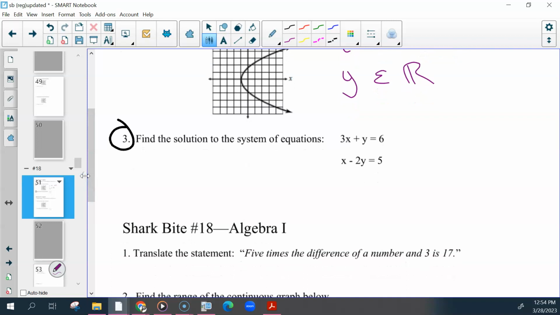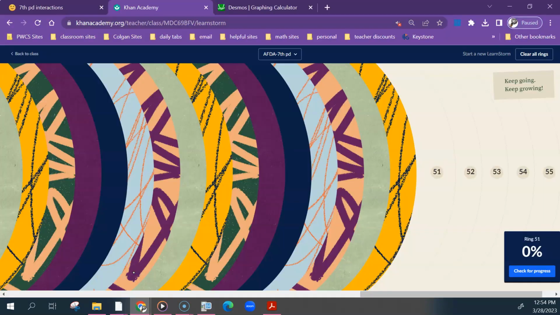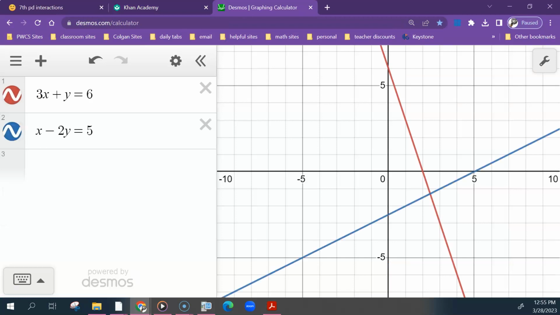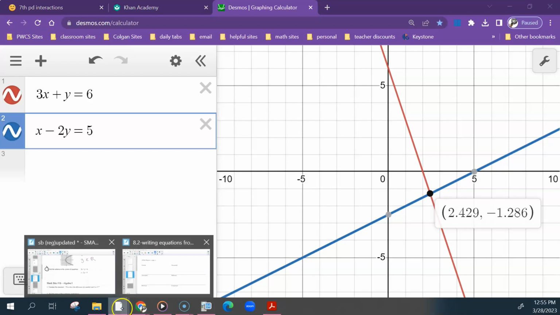Okay. For number 3, I wanted this to work out nicely, but it did not. So what you could have done is use Desmos to find the solution. So I'm going to show you that and then show you how you could have done it algebraically. When you put these 2 in as is, it'll cross at some decimal points, unfortunately. So if we were rounding, 2.43, negative 1.29, I'm going to write those down and then show you how we could get them algebraically.